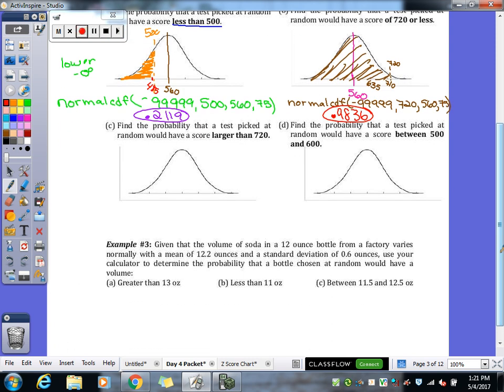So now part C, this one's a little bit different. Find the probability that a test picked at random would have a score larger than 720. Since I'm still using the same number as the last one, I'm going to fill in my numbers there. So 720 is just beyond our second standard deviation, which was 710. We are looking for the probability of getting a score larger than 720 this time, so we shade to the right of it.